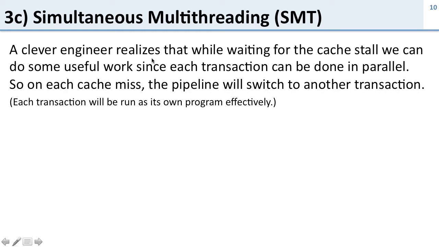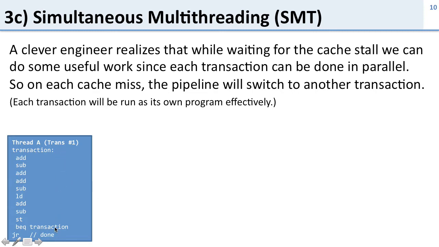The setup here is an engineer realizes that while we're waiting for the cache stall, we can do useful work. This is because we have lots of transactions. We can take these transactions and switch to another one. So the idea is that each time we have a cache miss, the pipeline will switch to another transaction.